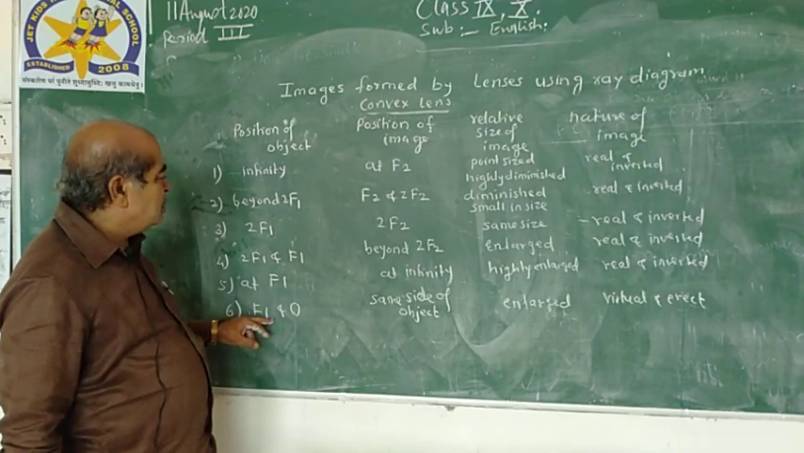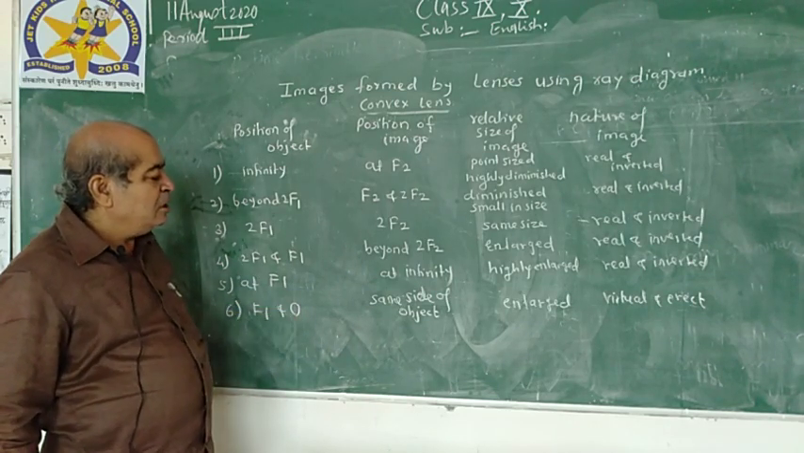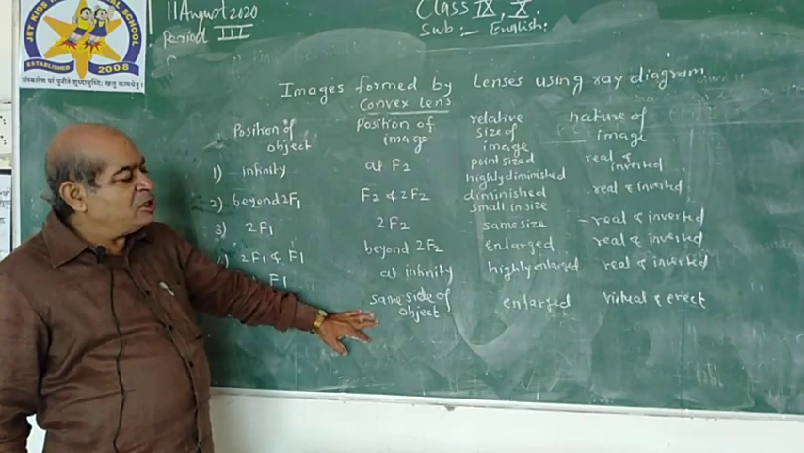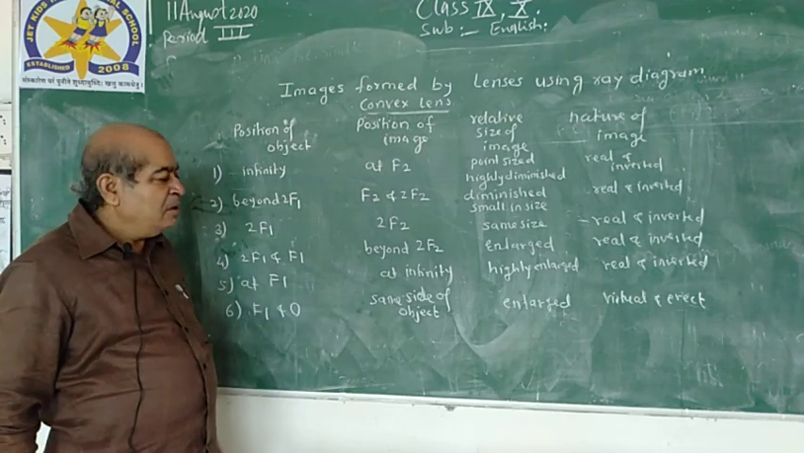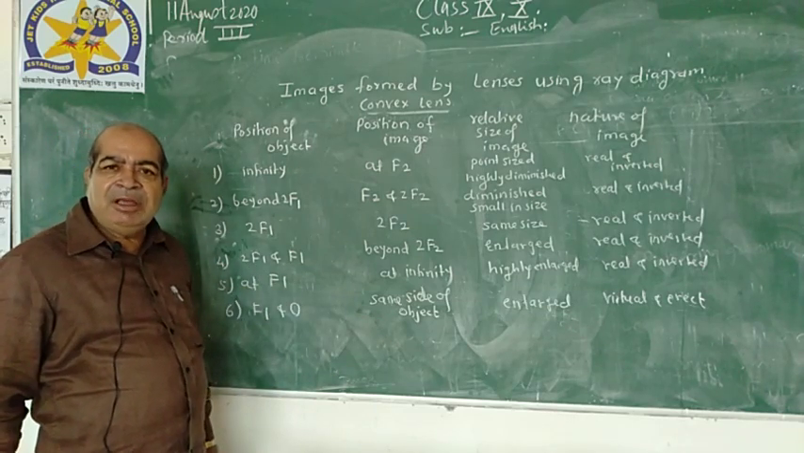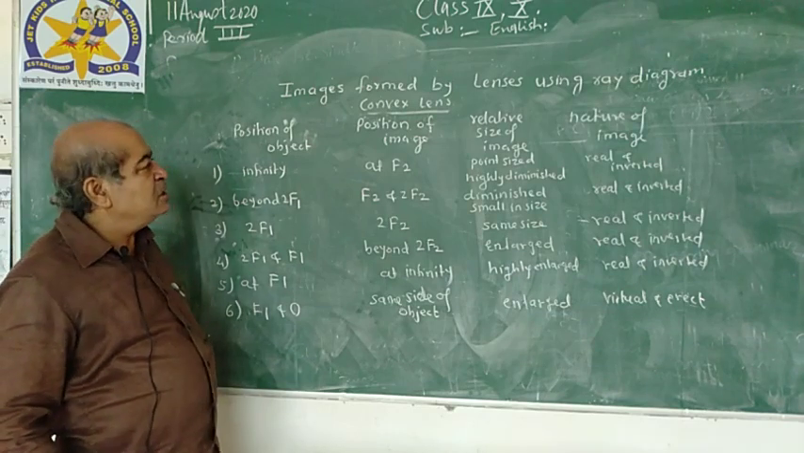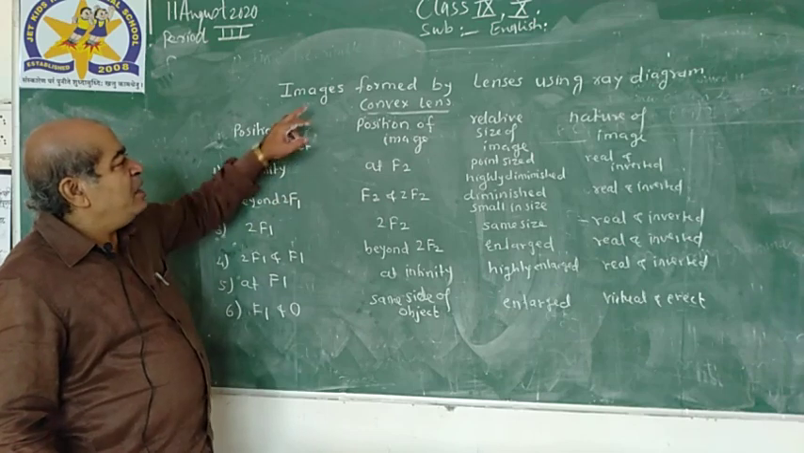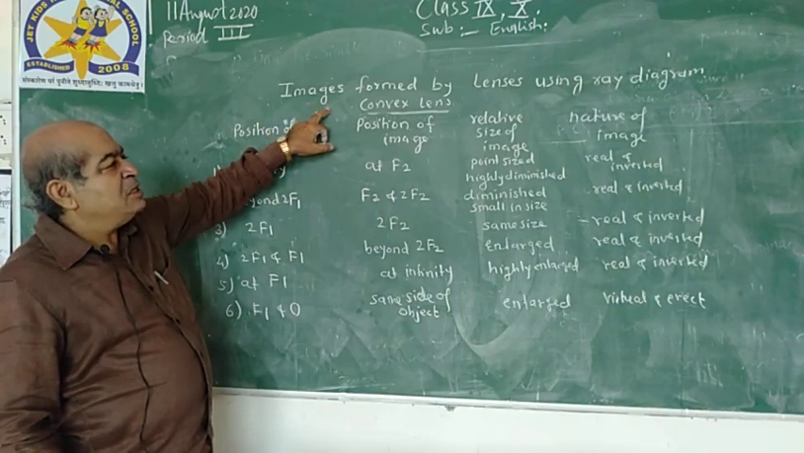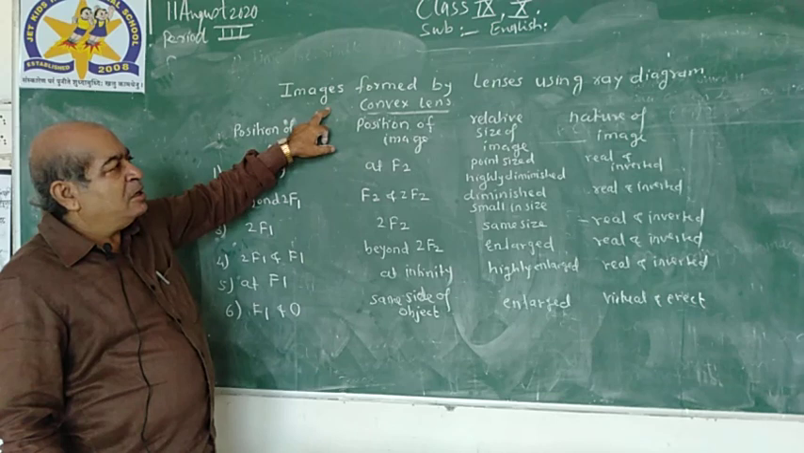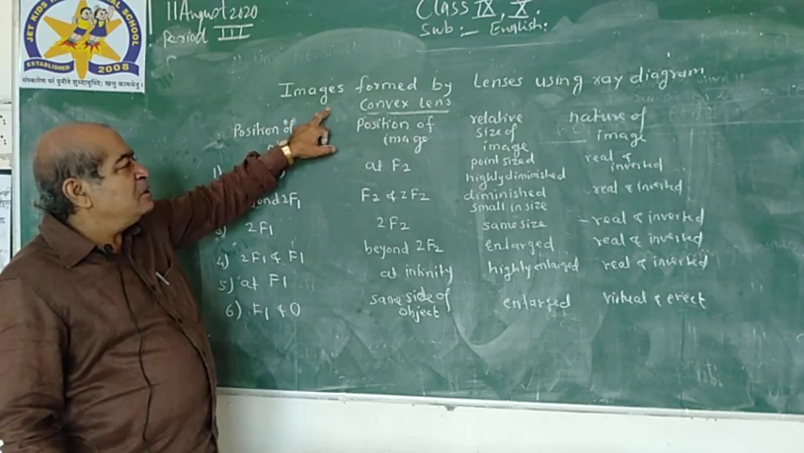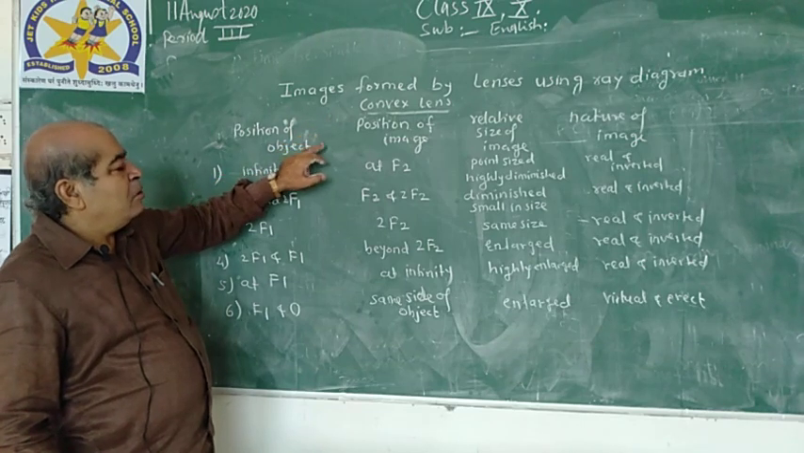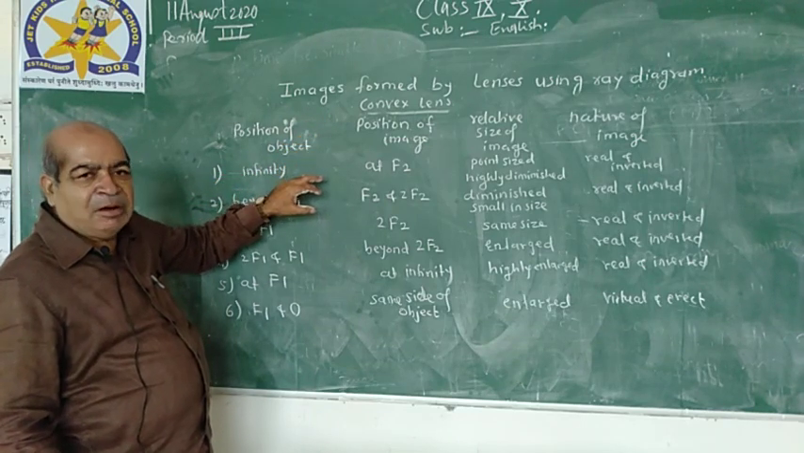When the object is in between f1 and O, the image is formed on the same side of the object and it is enlarged, and a virtual and erect image is formed. So these are the rules for images formed by lenses using ray diagrams. There are three rules, and by using these three rules we draw the ray diagram for the different positions of the object.